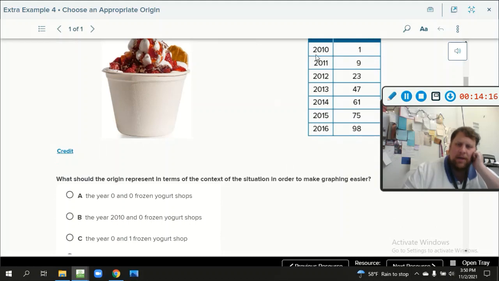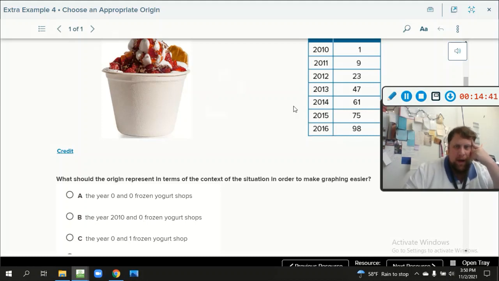Well, if I'm talking about 0, 0 right here, should it represent the year 0? If that's true, we'd have to literally get through 2010 zeros before we get to any growth. So we don't want 0, 0 to represent year 0, but we probably want 0, 0 to represent the year 2010 and 0 yogurt shops.